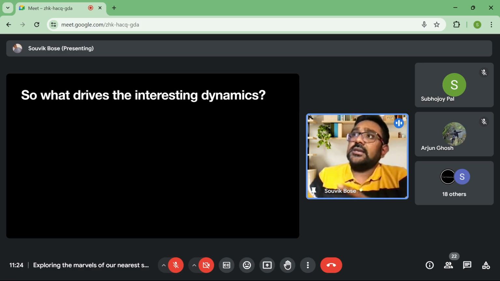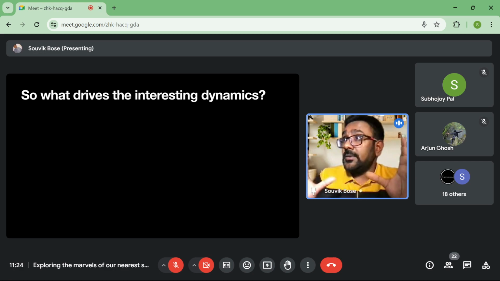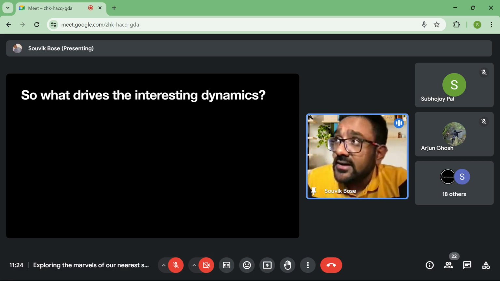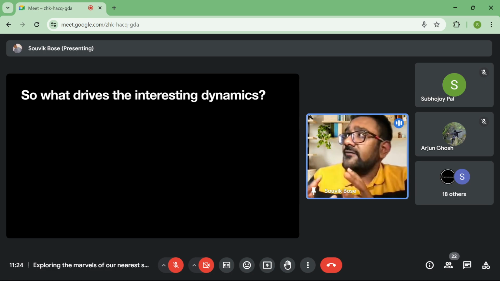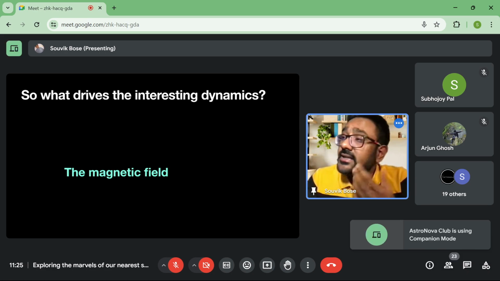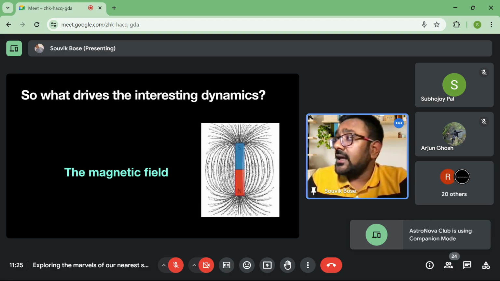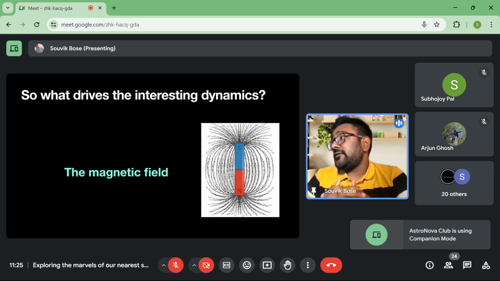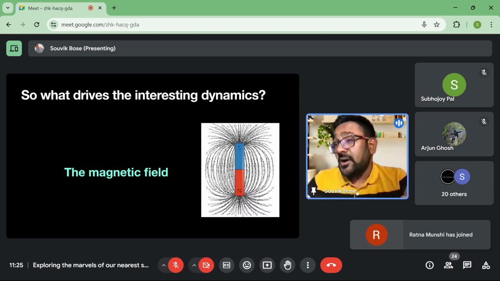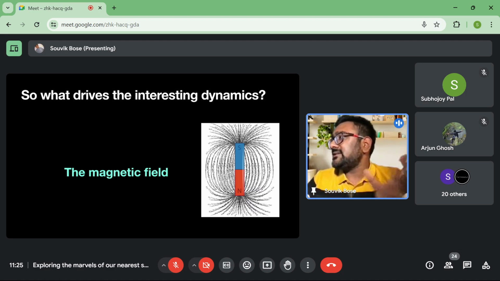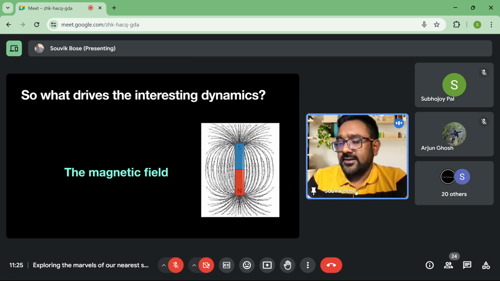Now, the question is, what drives the interesting dynamics? We have seen that the photosphere, as well as the images that you have seen in the extreme ultraviolet, are super dynamic. They are hardly stagnant. So what drives the interesting dynamics of the sun? The answer is the magnetic field. And we are all aware of the magnetic field from our textbooks in school, which looks like this. This is, by the way, a bar magnet, and I'm sure all of you know that. And these are the field lines that are associated with the bar magnet. But I wish the magnetic field on the sun would be as simple as that of a bar magnet.